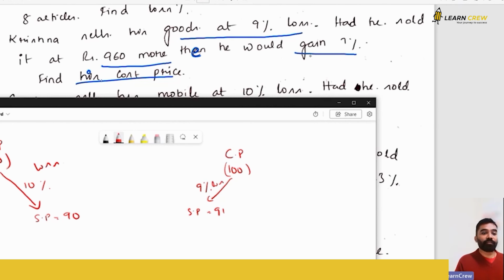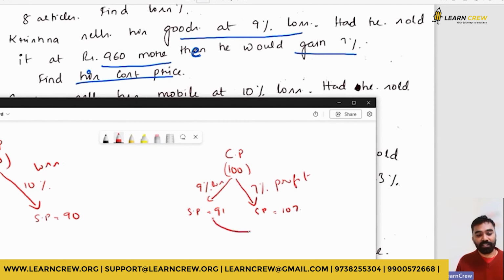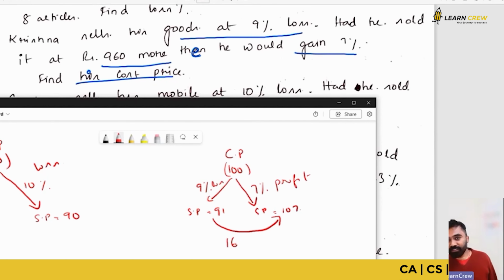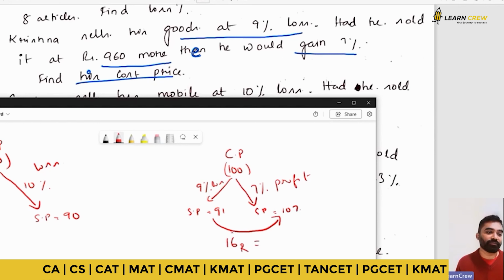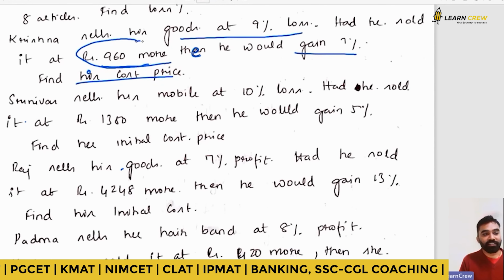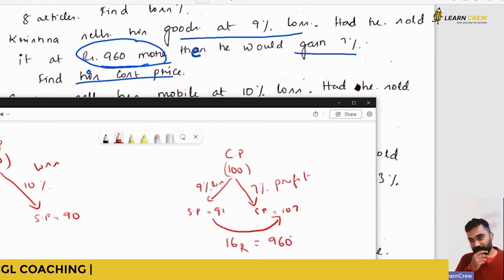How much is the increase in profit? 7% profit he might have gained. So what's the selling price right now? 107. What is the change from the selling price of 91 to 107? What's the change? 16. Right? 16 is the change. Now the 16 is the ratio. What is changing? 960. Had he sold it 960 more, 16 equals 960.